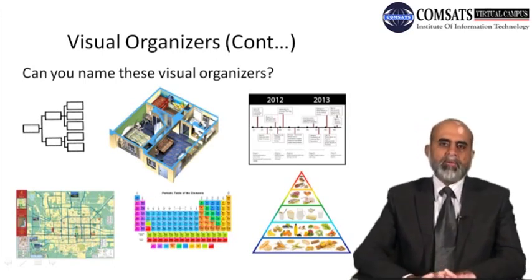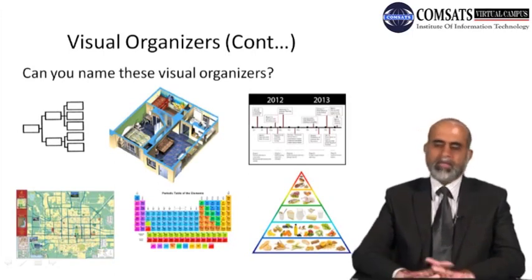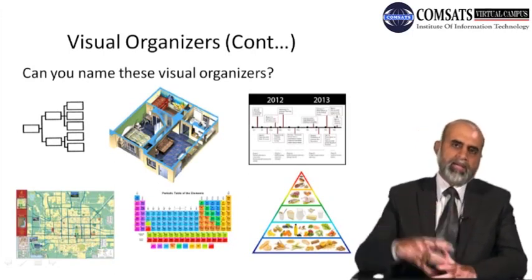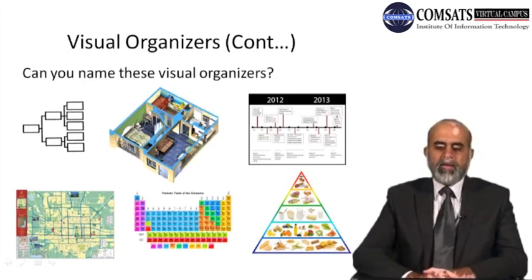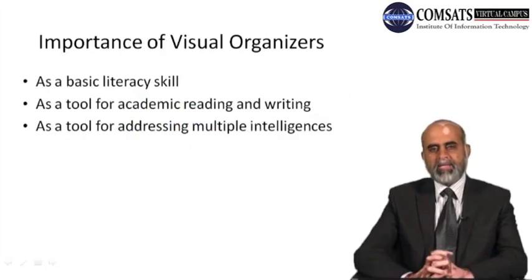So sometimes we show ideas in the form of a pyramid. Sometimes we have it in the form of an inverted pyramid, when the pyramid is upside down. Anyway, these are some of the visual organizers, and now you have a good idea of what visual organizers are and how important they are in the academic world. But let's look at their importance once again.